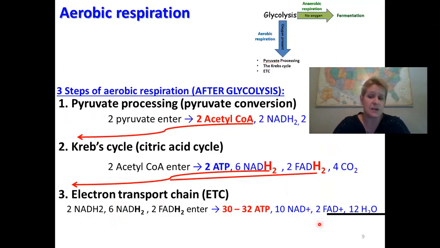Same thing with the FAD, it's 2 FAD plus. The hydrogen ions aren't attached to that anymore. Where did the hydrogen ions go? They bound to the oxygen that you breathe in. So what happens is you have 12 water molecules that are called metabolic water that are byproducts of cellular metabolism, basically aerobic respiration. So you get a whole bunch of ATP, some cleaved NAD and FAD, and you get metabolic water. All right, that is aerobic respiration.